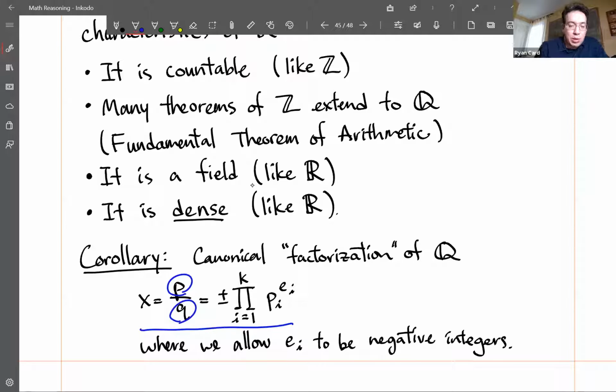If you're thinking of p and q in reduced form, so they don't share any common factors, then the factorization of the numerator p will have positive multiplicities, and the factorization of the denominator q will have negative multiplicities, because when you divide by something, you have a negative power, right? So in that way, you have this factorization of rational numbers, which is kind of nice. You inherit that from integers.